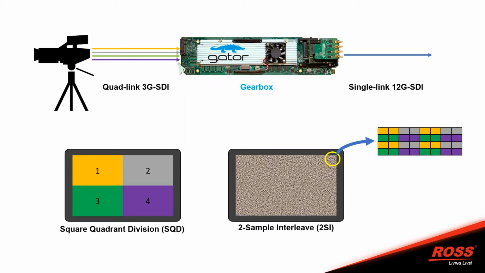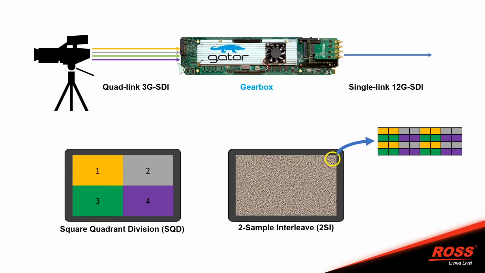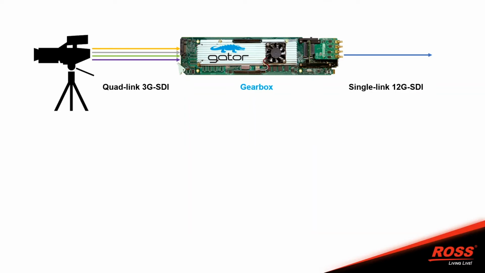We can enable the gearbox by selecting either quad-link 2SI or quad-link SQD in the I/O mapping setup on Gator's global setup page. Notice also that Gator Toolbox can perform a gearbox on its output to connect to receivers that require a quad-link interface.